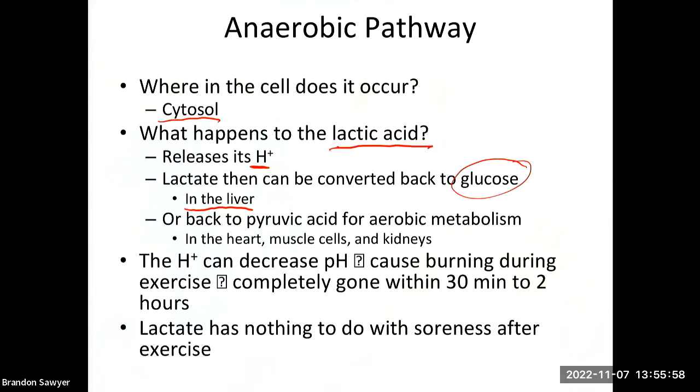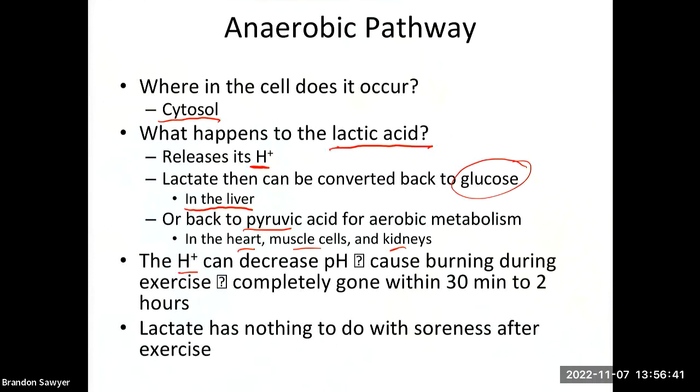But the more common thing that happens to it is that it gets shuttled right over to another cell that might have more mitochondria than the one it was produced in, and that cell turns it right back into pyruvate, and then it can go through the oxidative system. So most of our lactate is just recycled, and we use it as fuel in our more oxidative cells. That could be our oxidative muscle cells, our heart cells, kidneys, and our brain is also a high user of lactate. So lactate is by no means a waste product that we have to get rid of. It's more of a fuel that just needs to be converted back into something a little more useful, and a lot of different cells can do that for us.